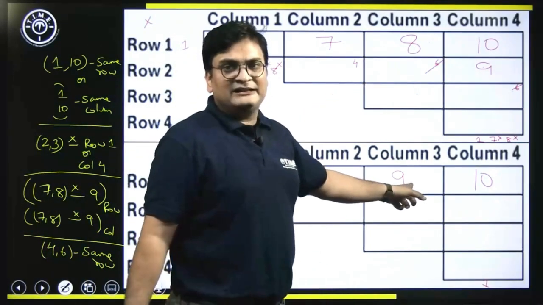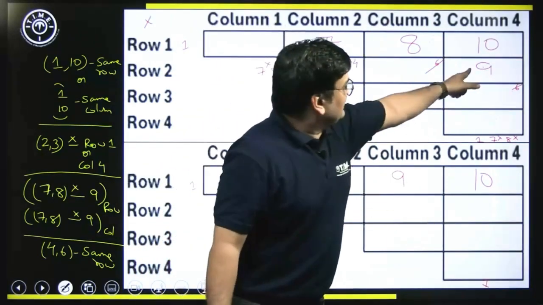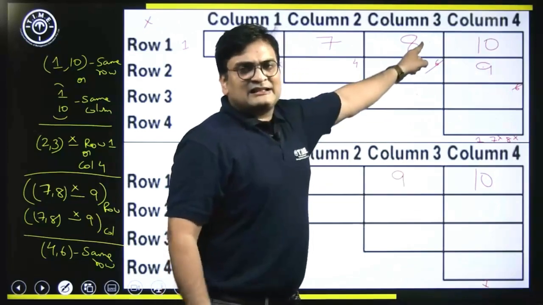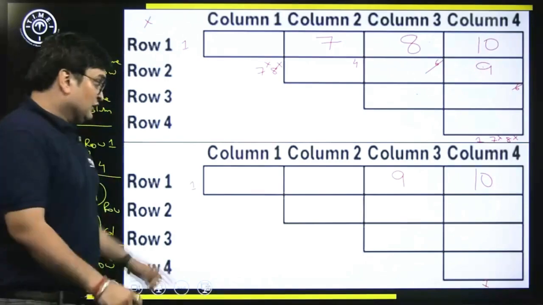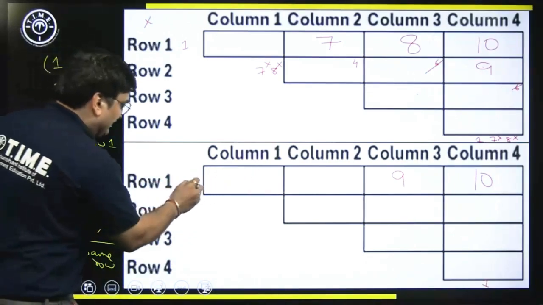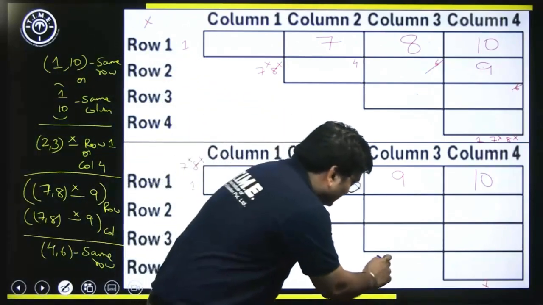Now, next case: 9 is in row 1. Only 2 possibilities were there for 9. Either 9 could be here or here. This case we have proved wrong now, so let us consider the other case. 9 is in row 1. So if 9 is here, in this particular case 7 and 8 cannot come here in row 1, and 7 and 8 cannot come in column 3.